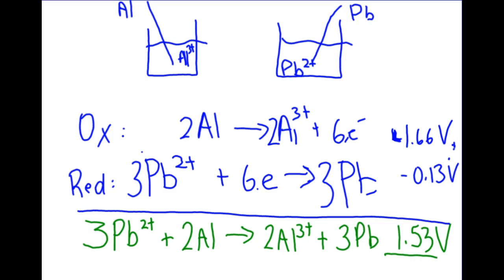Isn't that negative 1.66? We flipped the equation, so from a reduction to an oxidation, which means it is now a positive number. And that's one of the batteries. This particular battery is, I believe, a cadmium battery. It doesn't label it.